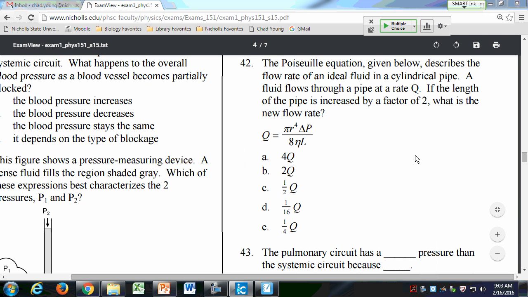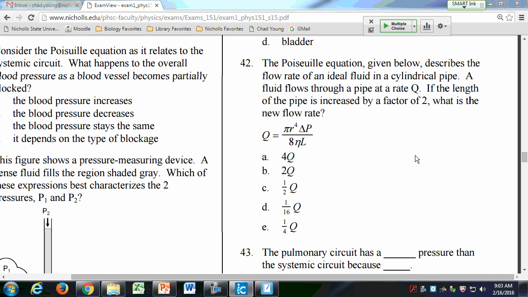You should expect some questions like this, where you have the equation and I ask, if you change something, what happens to something else? It's a useful skill to know how changing one variable affects something else. So here, if I'm increasing L by a factor of two, I put a two there. In order to balance this, I have to have a one half on the other side. So the answer is C, one half.